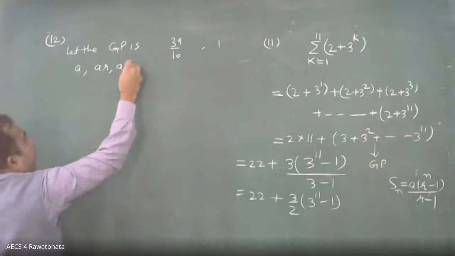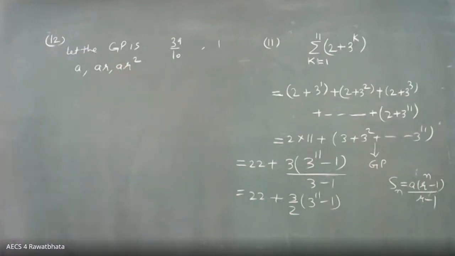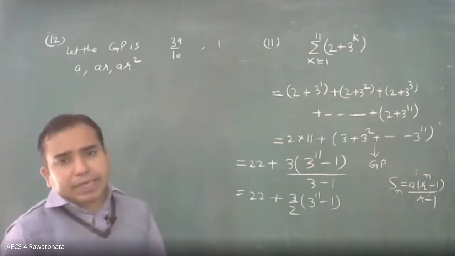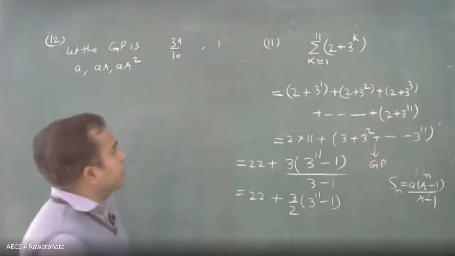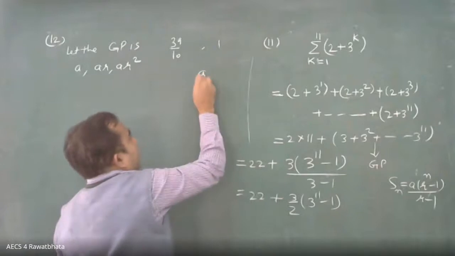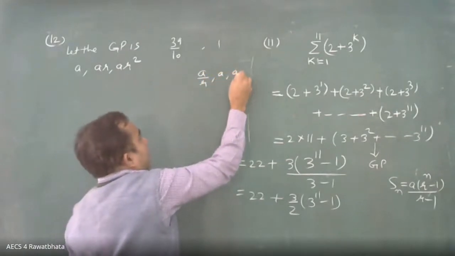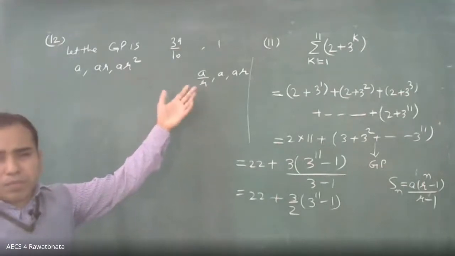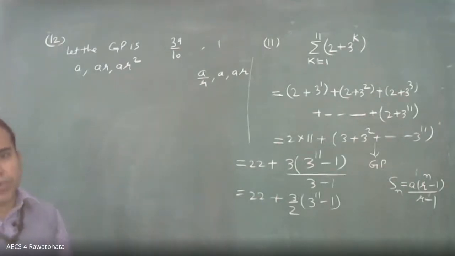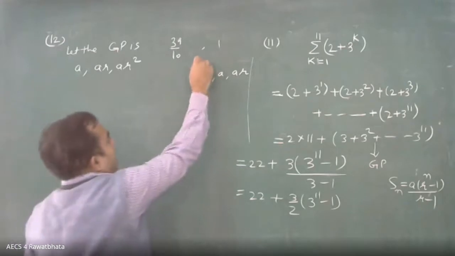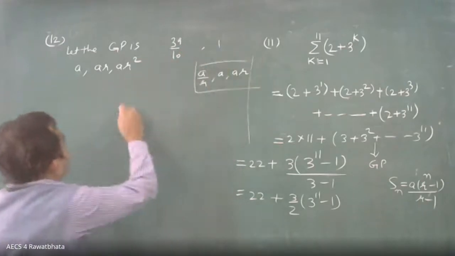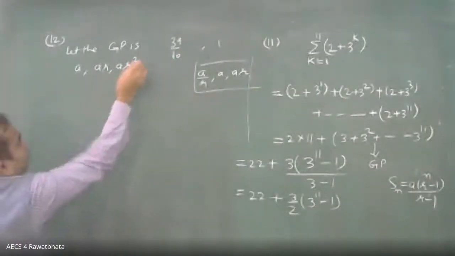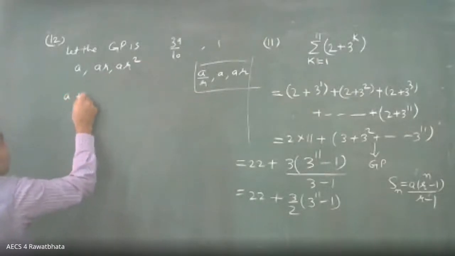a, ar and ar square, because three terms ke baare mein hi baat hui hai. Of course, product is given, so one more way is there that you can assume a upon r, a and ar. This also can be a way. Let this be the GP, but main abhi yahan pe ye assume kar raha hu. So sum given hai, so let me frame the equation.